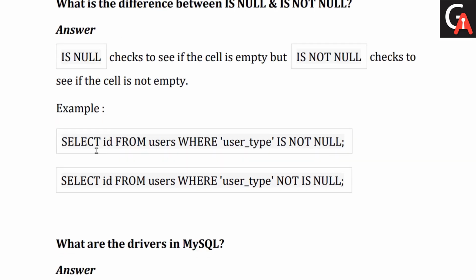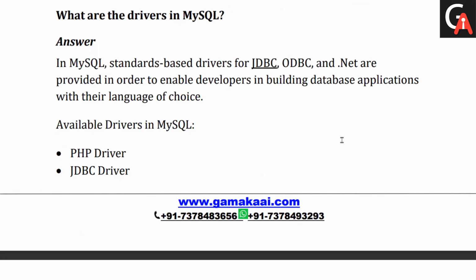So here we can see the basic syntax we have. First I want to select id from the users table, but there is a condition applied on the user type column. What is the condition? User type is not null. So whenever there is a null value in this column, it will get filtered out. Clear? So this is the basic syntax we have. Let's move forward with the other question.